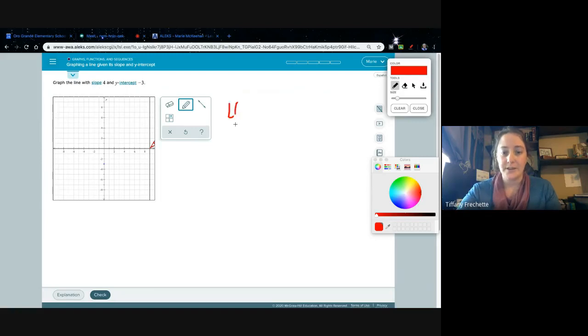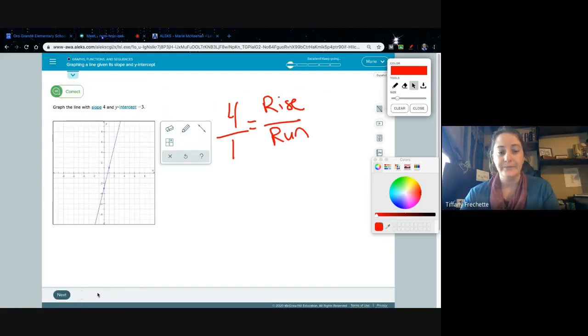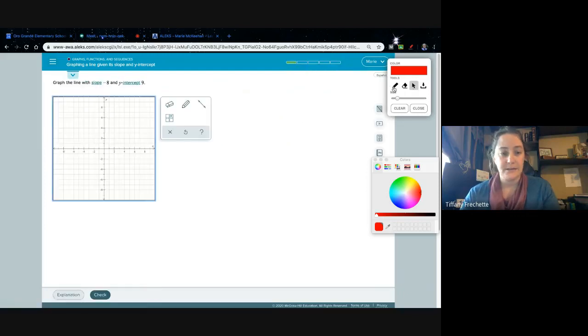And 4, just like any other number, has a 1 under it. So remember, we have rise over run. If you're just given a number like 4, you put a 1 under it. So we're going to rise 4: 1, 2, 3, 4, and run 1. Now we just connect this with our line tool, clicking on the dots we already made. And check. Alrighty, so clear. Let's go next.